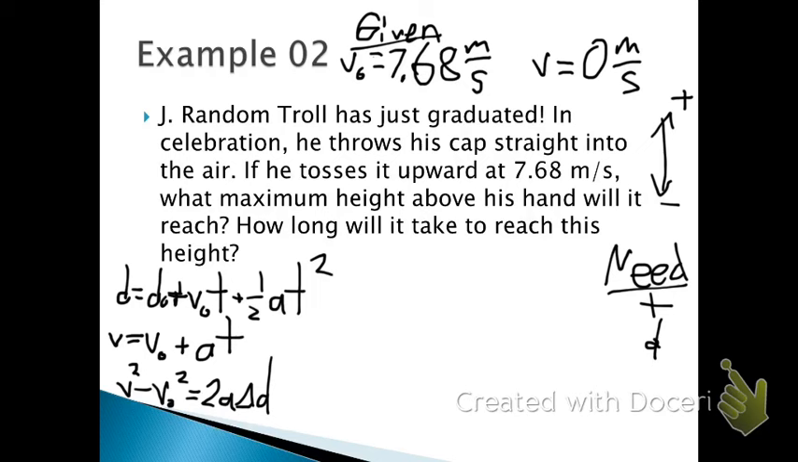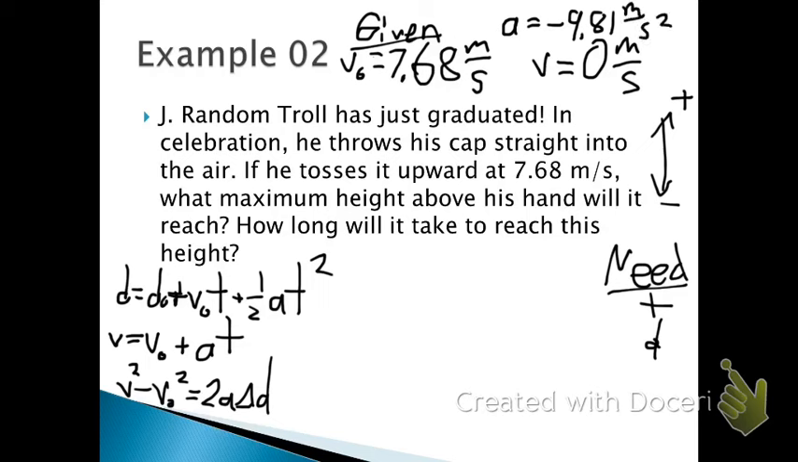Ultimately, I need time and distance. And I can choose between my position, velocity, and combo equations. One other thing that I know, just from being in this class, is that the acceleration downward is 9.81 meters per second squared, due to gravity for any object, including JRandomTroll's hat. So in this case, I'm going to list it as negative 9.81 meters per second squared.